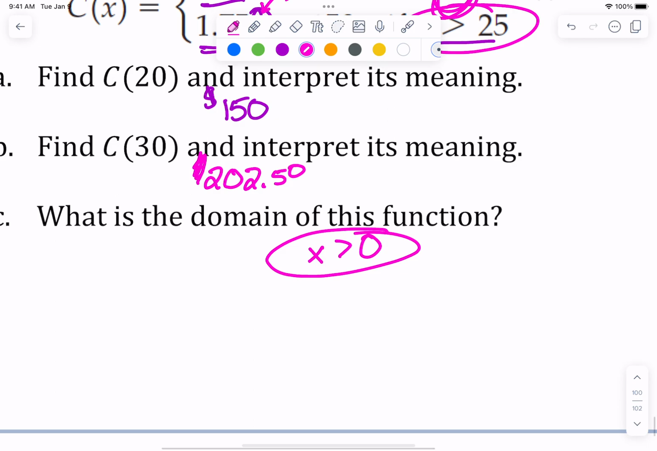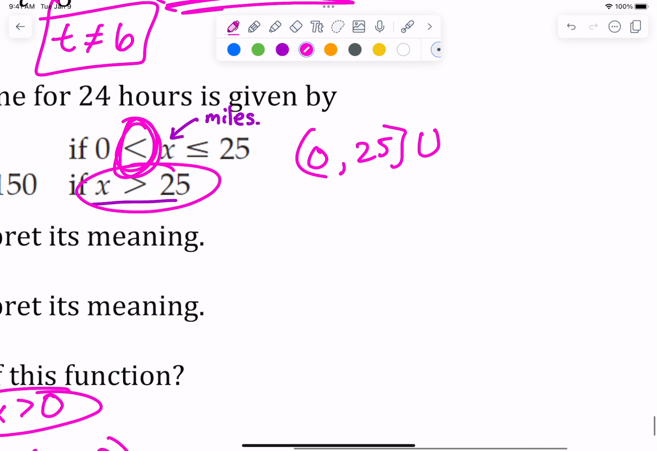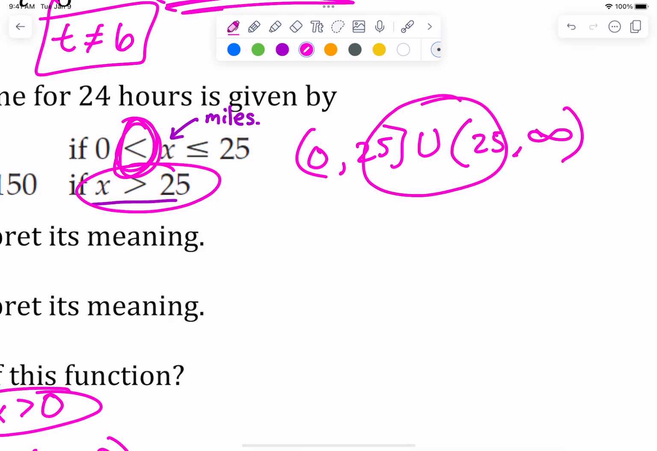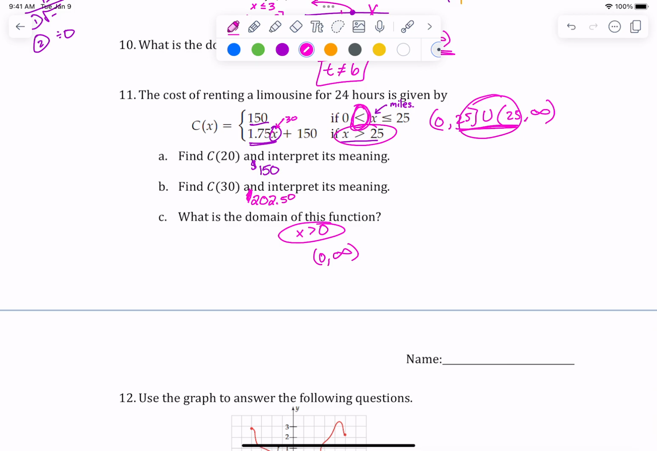It would be 0, 25 bracket union with parentheses 25 to infinity. 0 to infinity. Paren, you're right. So like Josie said here, 0, 25 bracket paren union with paren 25 to infinity. It's the same thing. This right here is a closed circle, so you might as well just combine those together and go 0 to infinity, right? Make sense? Yeah.